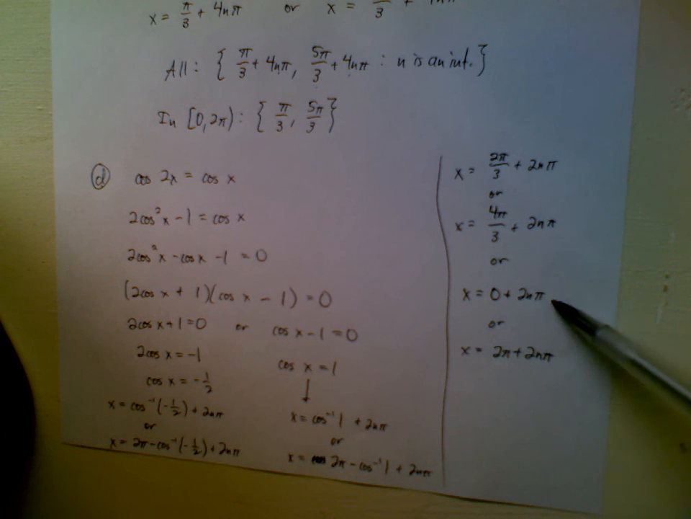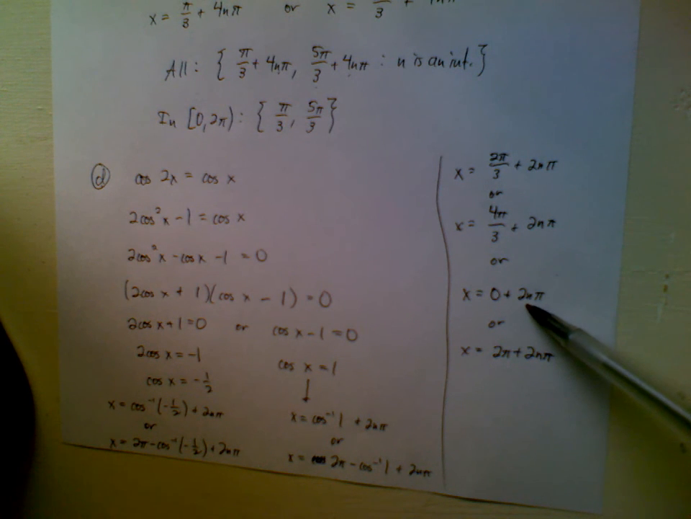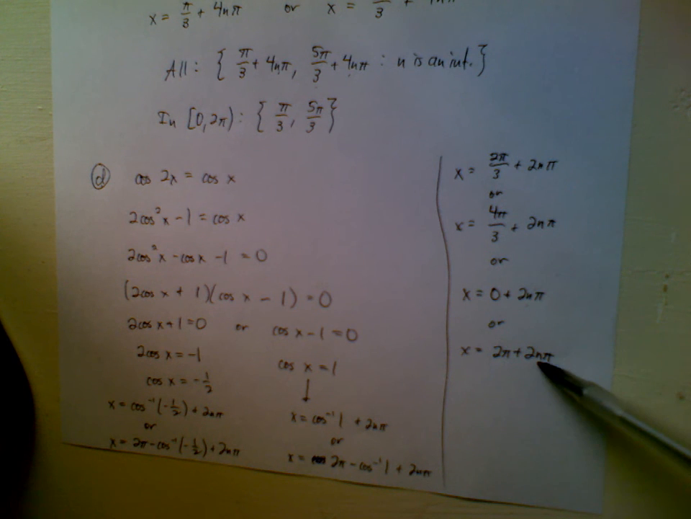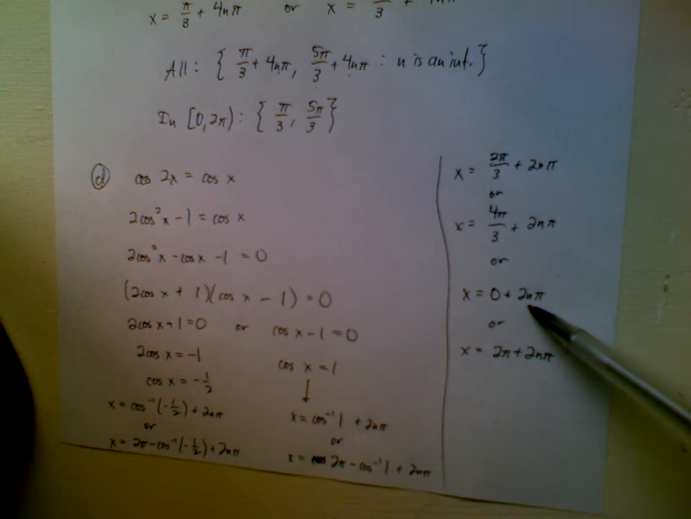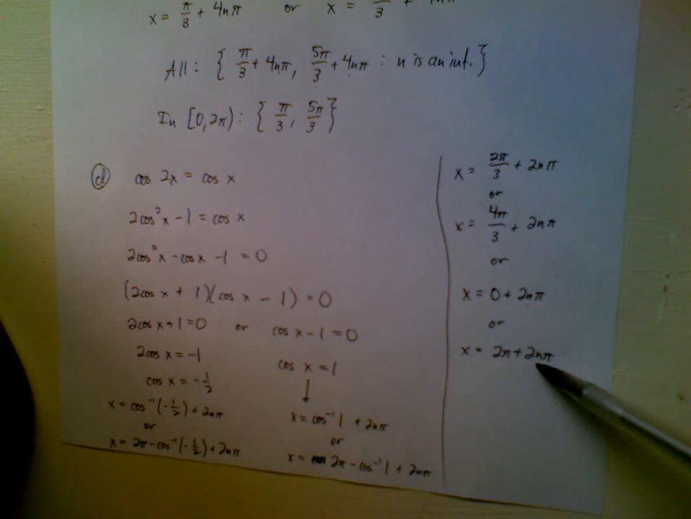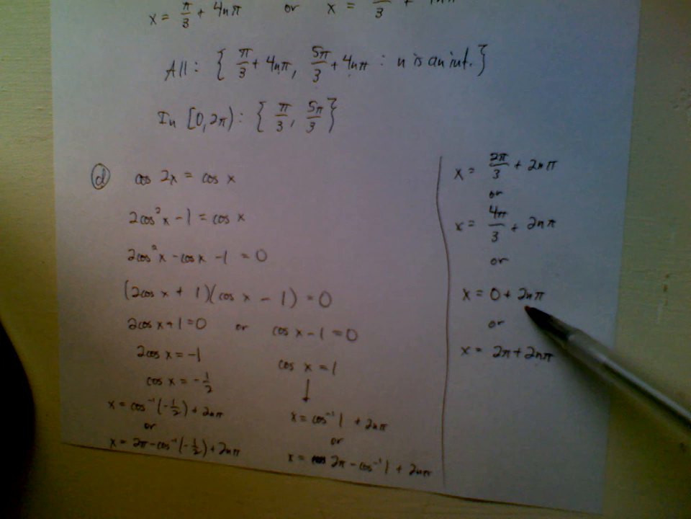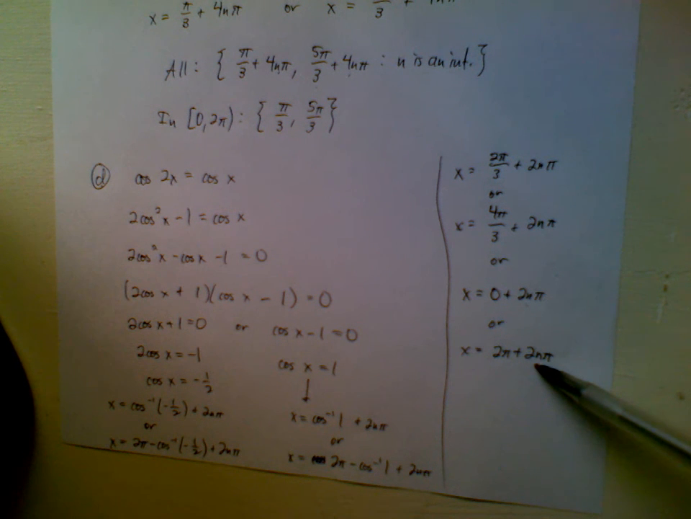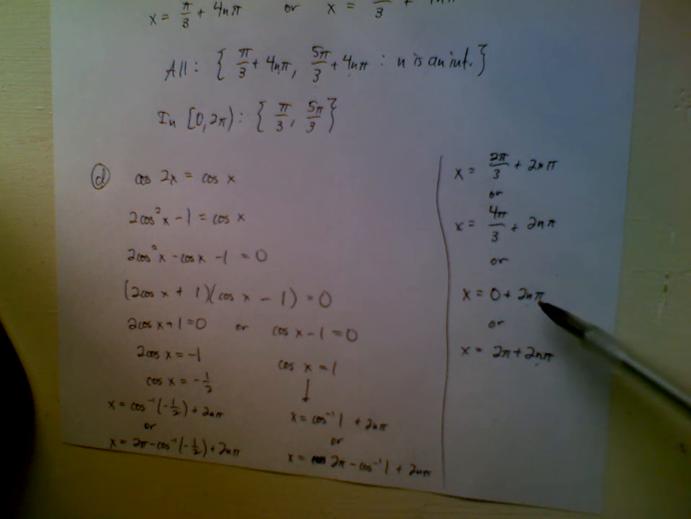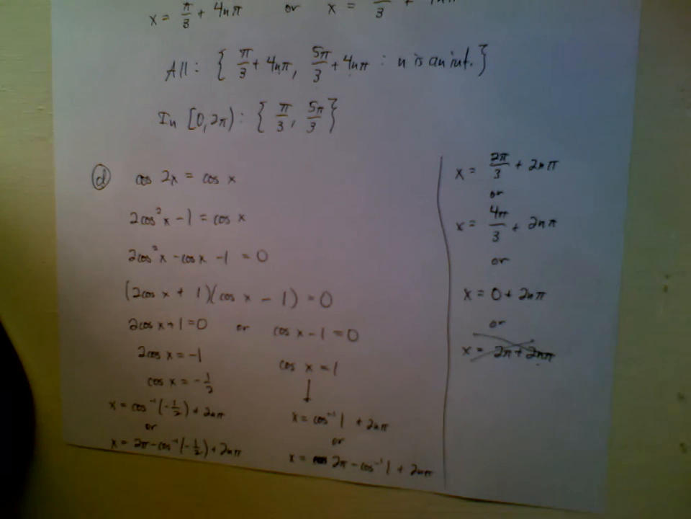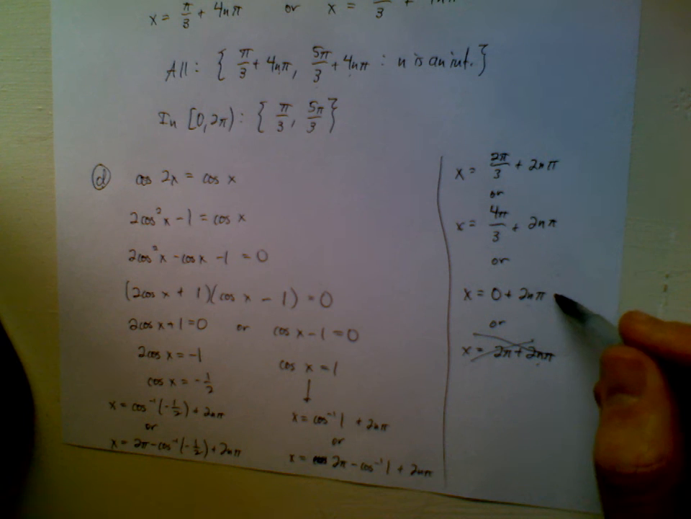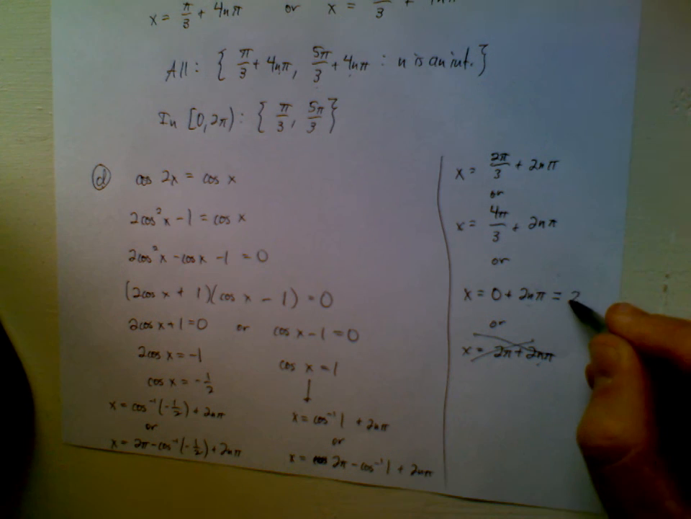If I plug in 0 for n here, I get 0. This one, if I plug in -1 for n, I get 0. On this one, if I plug in 1 for n, I get 2 pi. On this one, if I plug in 0 for n, I get 2 pi. On this one, if I plug in 2 for n, I get 4 pi, and on this one, if I plug in 1 for n, I get 4 pi. So they generate the same list of solutions, and you don't get any additional information by considering that second case. Here we can simplify further: 0 plus 2n pi is just 2n pi.